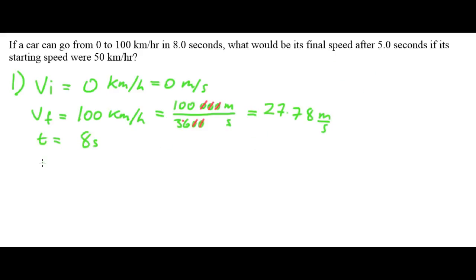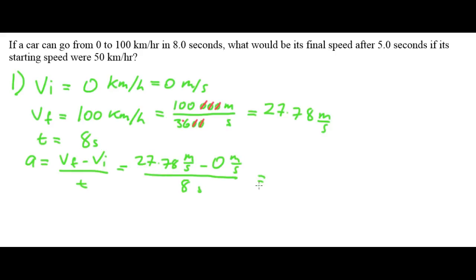So let's have a look at our acceleration. We know that acceleration is Vf minus Vi over the time, and we know that our final velocity is 27.78 meters per second minus 0, because we started off at 0, all that over 8 seconds, should give you 3.47 meters per second squared. That's our acceleration.